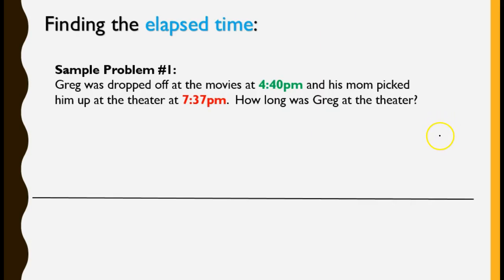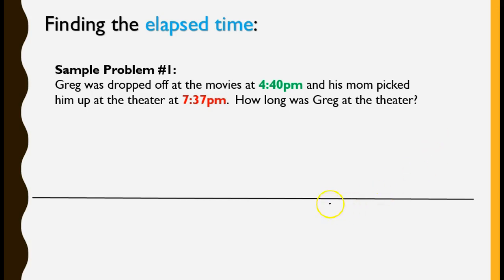For this one, we're going to find the elapsed time. It says Greg was dropped off at the movies at 4:40 p.m. and his mom picked him up at the theater at 7:37 p.m. How long was Greg at the theater?